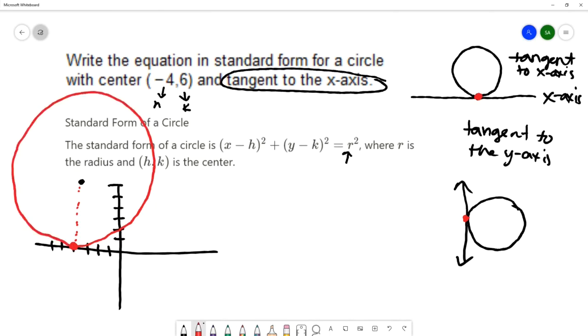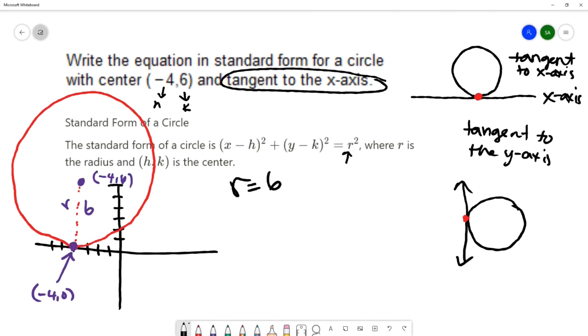But remember the definition of the radius. The radius goes from the center to a point on the circle, and we just learned what that point is. That point is -4, 0. So you're going to be able to figure out that radius by finding the distance between the center and that point on the circle. We call that the point of tangency. And we could also, in this case, just count because the center is at -4, 6. I know this distance is 6 units to this point right here. So now I know that the radius is 6.